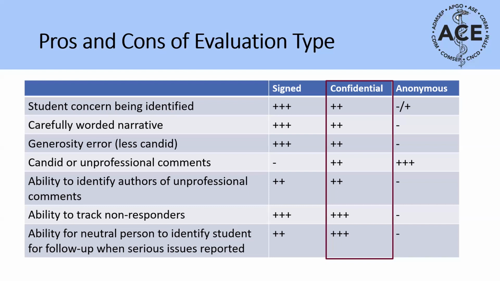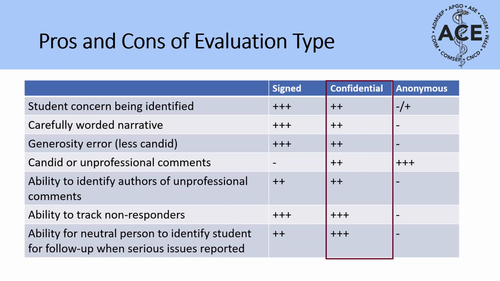When they're signed or even confidential, because students know that their name is attached to it, they tend to be a little bit more careful in what they're writing, but they similarly may be less candid. That's generosity error. You're more likely to see the unprofessional comments, but potentially some more true or candid comments, when the evaluations are anonymous. When you have confidential or signed evaluations, if somebody writes really unprofessional comments, there's a way to track down the student.